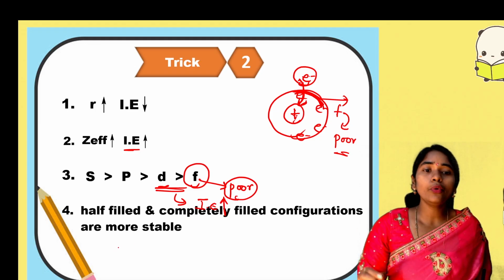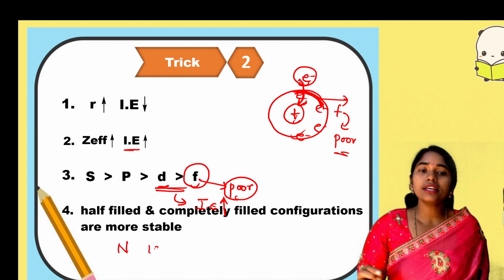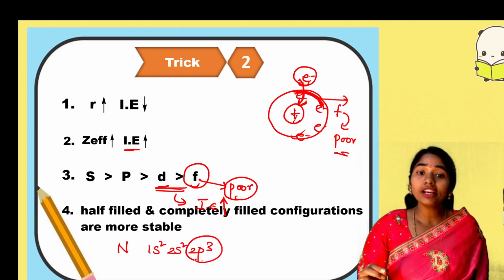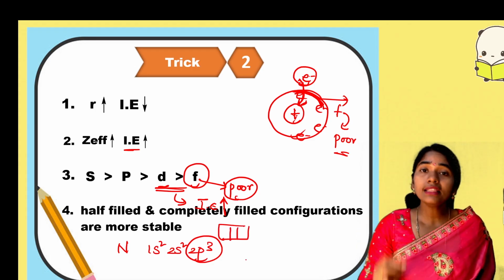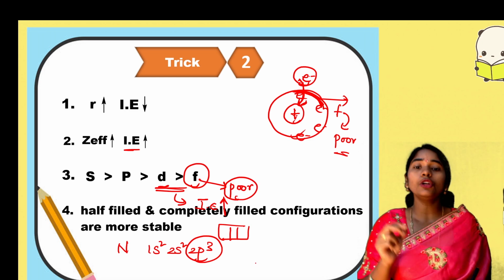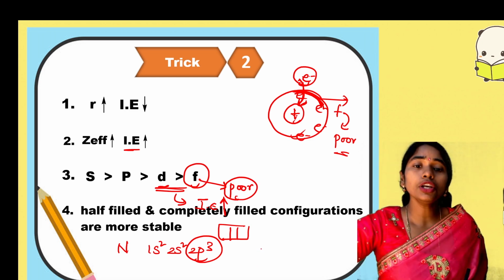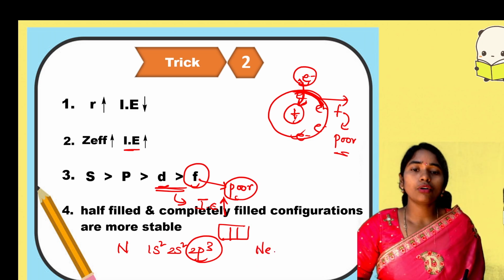For example, nitrogen is 1s2, 2s2, 2p3. It has a half filled configuration. It has a more stable configuration. In this case, it is very difficult to remove the electron. You need to give more energy. Same way neon also.